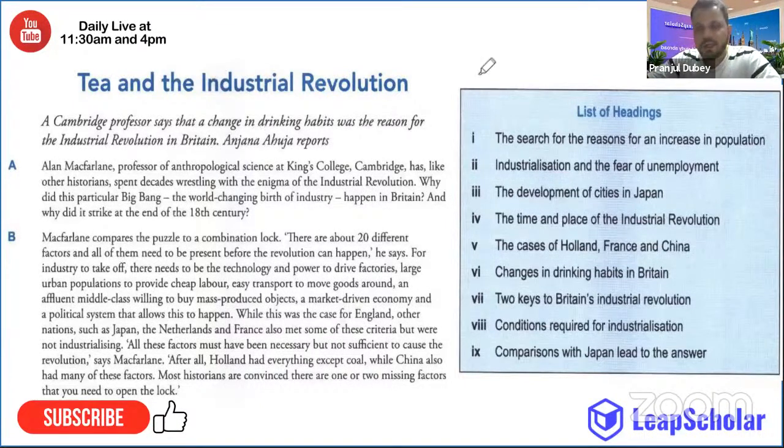So as it's clear, the first paragraph has to be the introduction, let's have an understanding. Alan McFarlane, professor of anthropological sciences at King's College, Cambridge, has, like other historians, spent decades wrestling with the enigma of the Industrial Revolution. Why did this particular Big Bang, the world-changing birth of industry, happen in Britain? And why did it strike at the end of the 18th century?